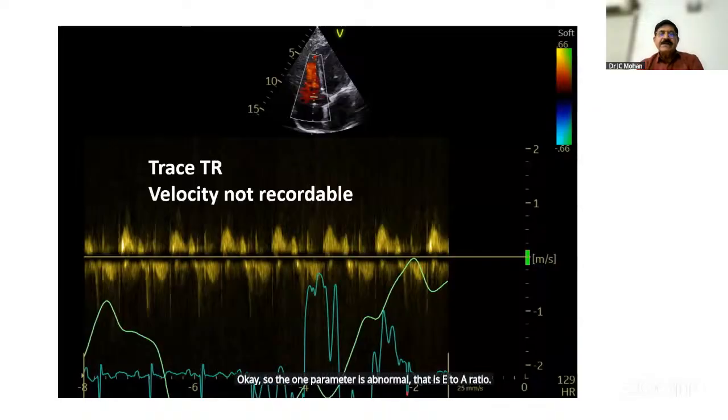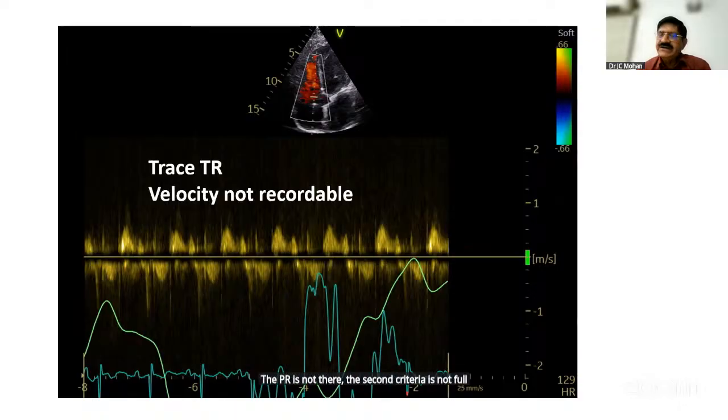I tried hard and I'm just trying to show you that you can see some trace of TR, but you can't measure velocity. I mean, even if I look at the traces, the first 4 beats, I can't find out the bottom of the spectrum. So I don't know what the velocity is. And this is true for most of the patients whom we are assessing. So TR is not there. The second criterion is not fulfilled.